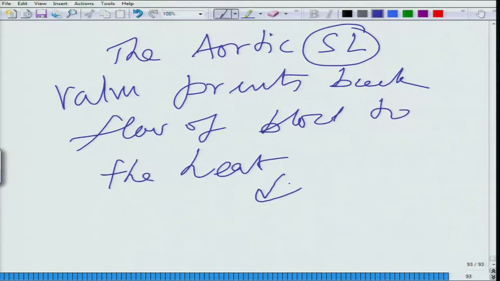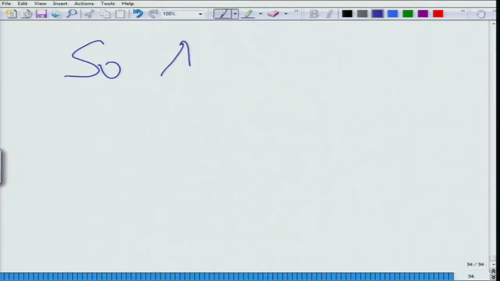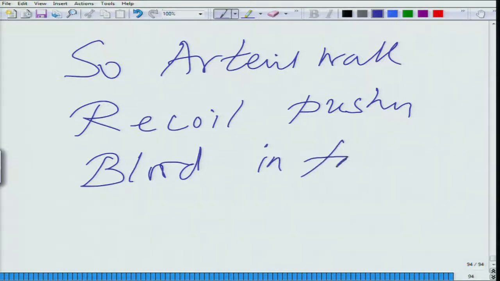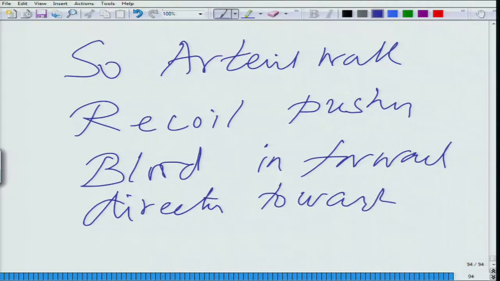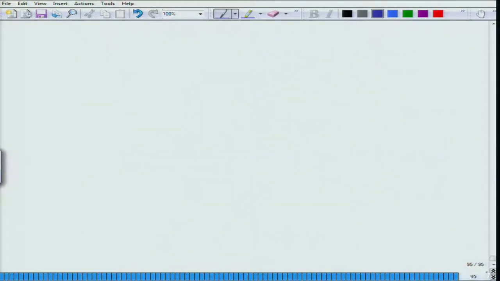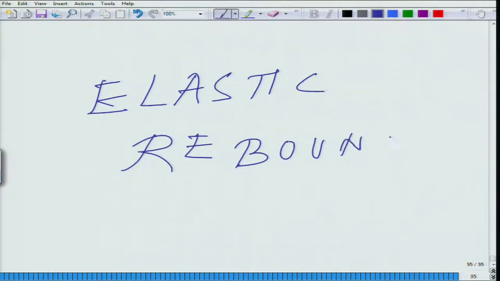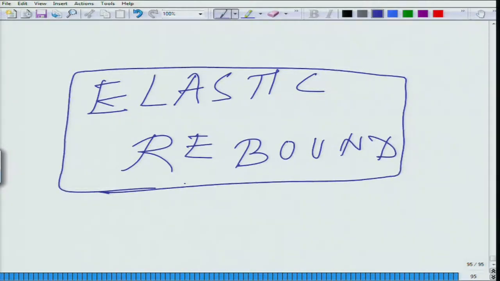So, what are your options? The arterial wall recoil pushes blood in the forward direction towards the capillaries, and this phenomenon is called elastic rebound. This elastic rebound is exceptionally important for you to understand, because it is the one which ensures that the blood moves and the pressure is maintained in the capillaries.